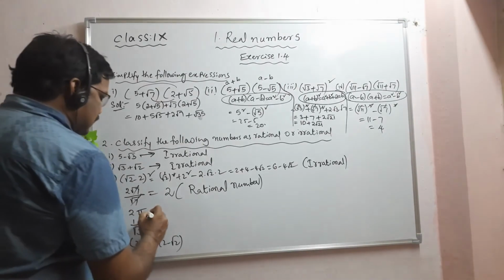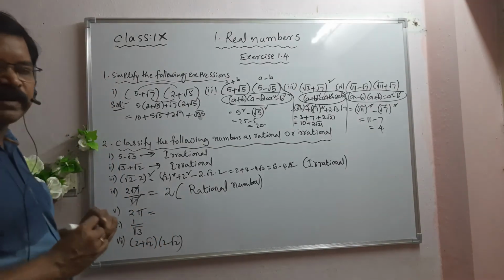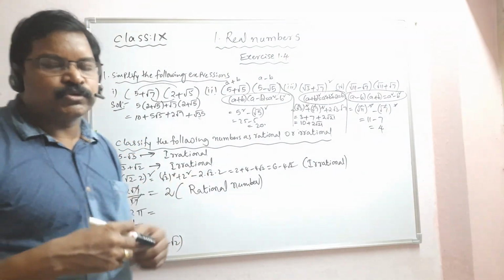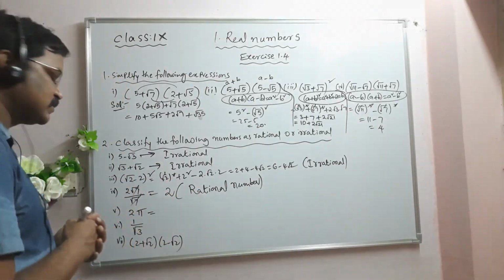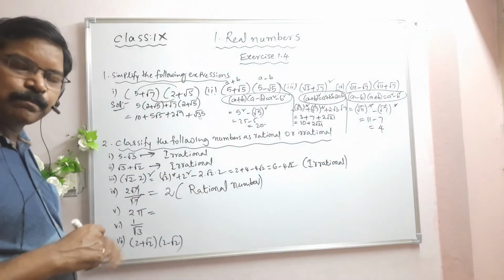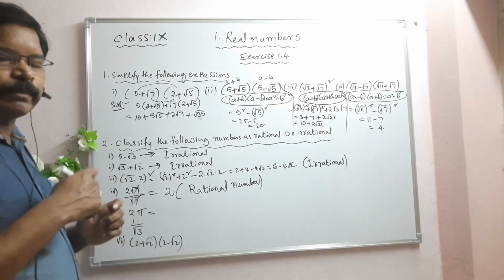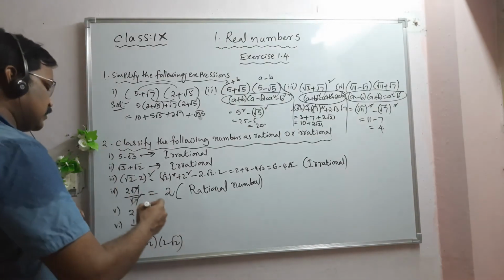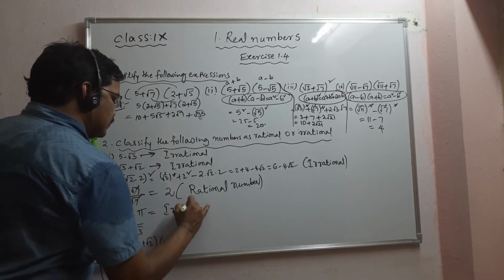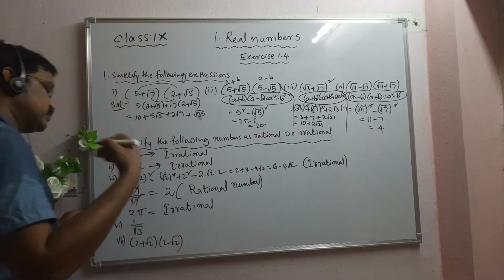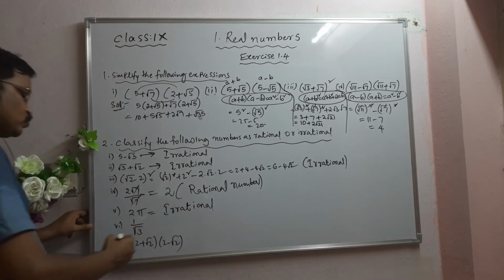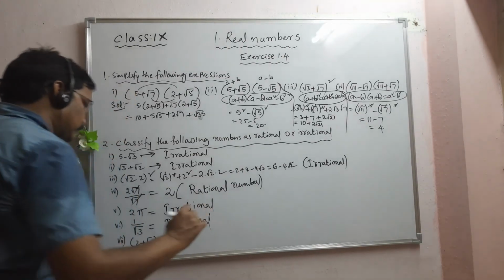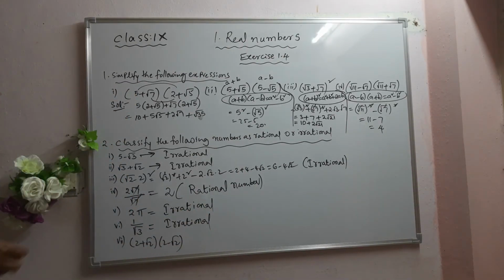2 pi. See, in the last class I told an interesting story about pi, knowing about pi, right? What do you learn about pi? Pi is an irrational number. Irrational number multiplied with any number, then you will get an irrational number only. That means 2 times irrational is an irrational number, right? 1 by root 3. This is also an irrational. Right. 1 by root 3 is an irrational number.